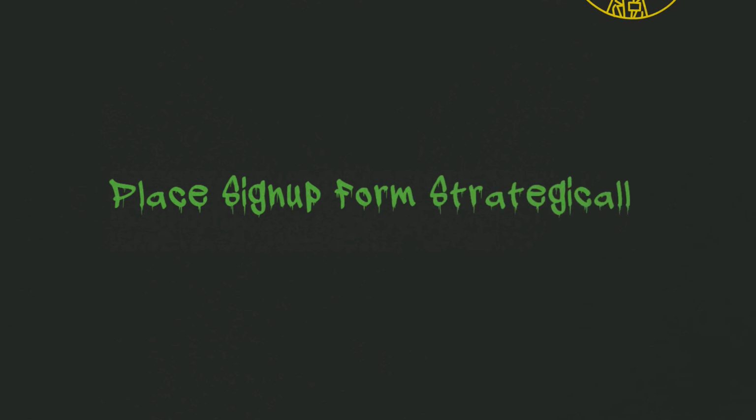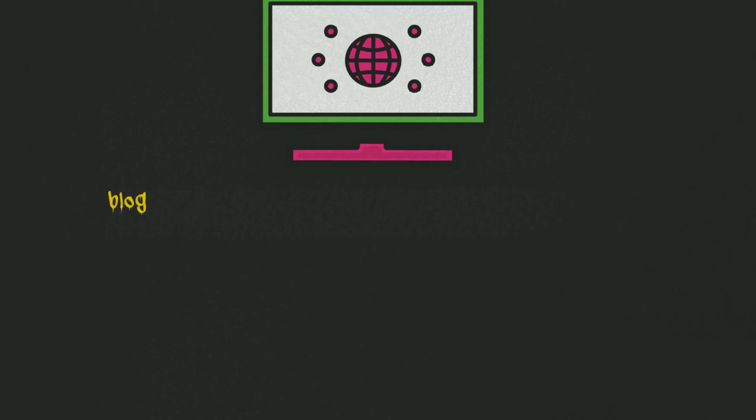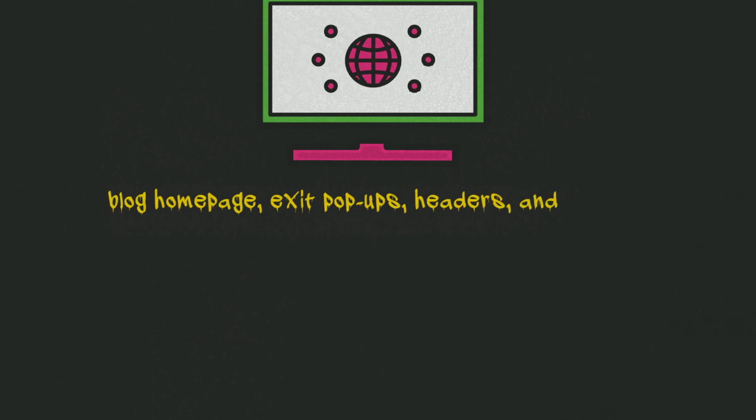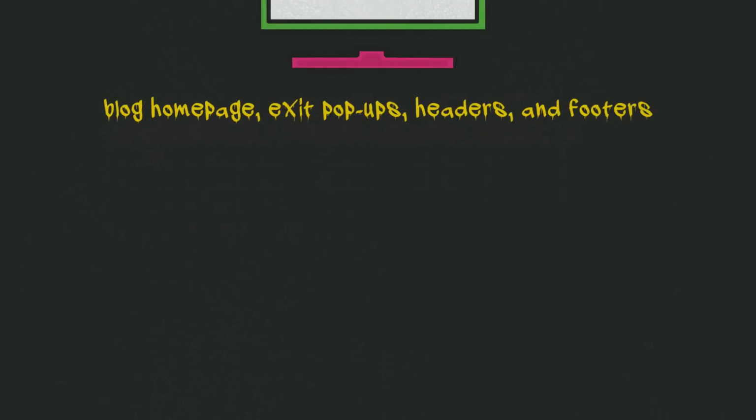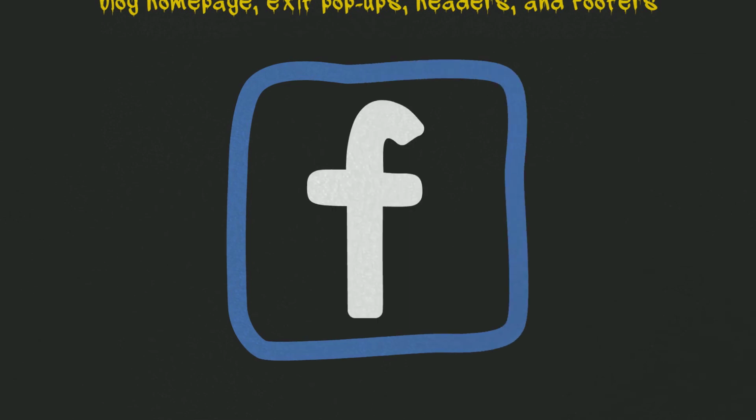4. Place sign-up form strategically. After your sign-up form is ready, position it on high-traffic pages of your website to collect subscribers. Your blog homepage, exit pop-ups, headers, and footers are typically good places. To get even more eyes on your sign-up form, you can share it in your transactional emails, in social media posts, and even promote it with Facebook ads.